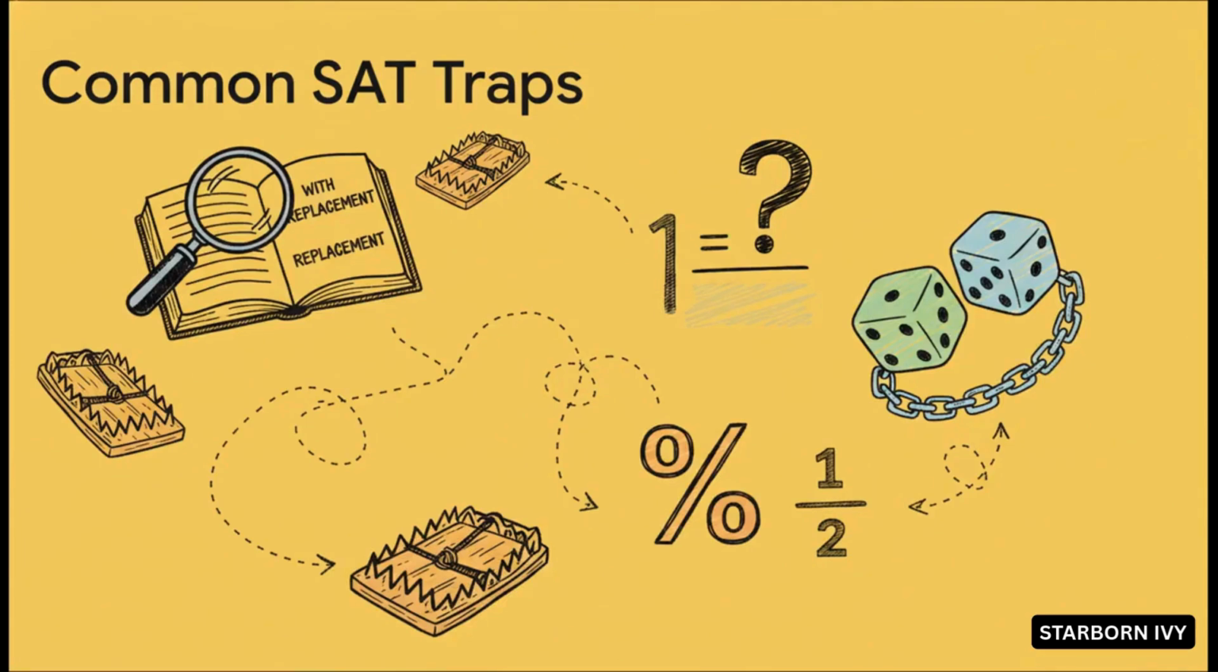So think of these as your red flags. When you see a probability question, your brain should immediately ask, is this with or without replacement? Because forgetting to change that bottom number, that denominator, is the single biggest mistake people make.